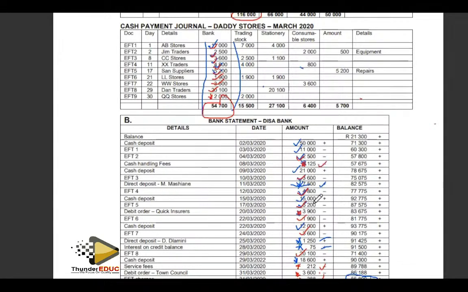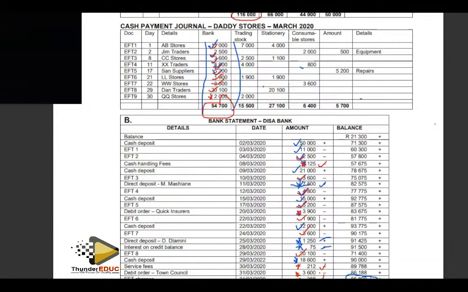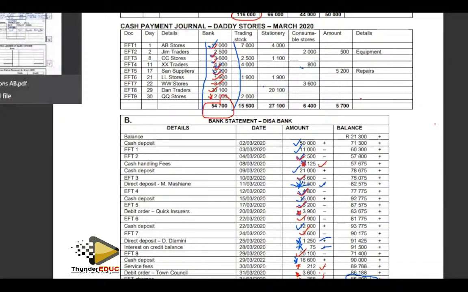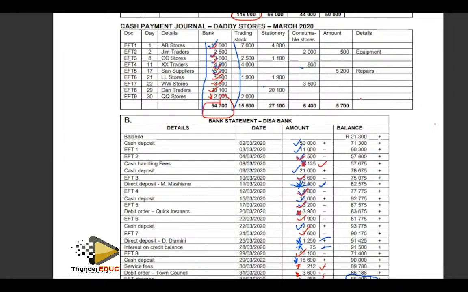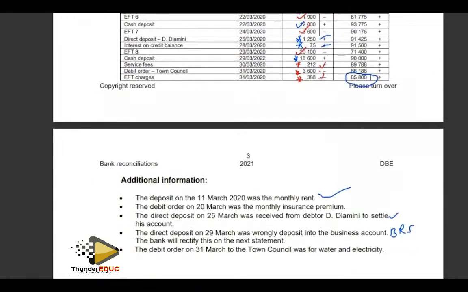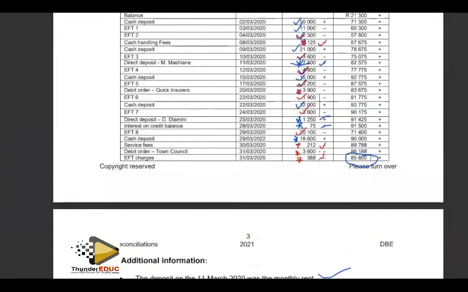So now we have other items. There is 3,600 here. What was it for? We have to check what it was for in additional information so that we can record it correctly and with the proper description. Let's go to additional information here. The deposit, okay, that one. A direct deposit on 25, sorry. The debit order on 20 March was the monthly insurance premium. What is 20 March? 20th March, debit order.